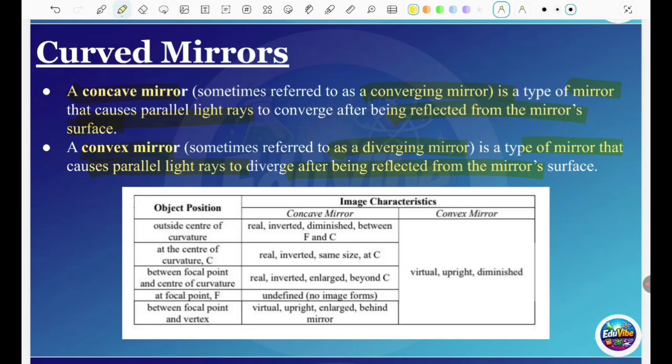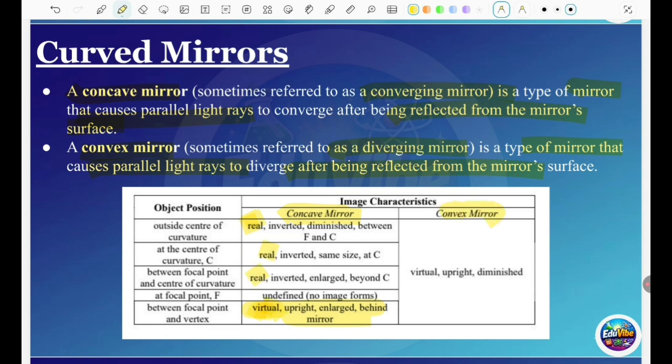The main thing is that in the concave mirror we have one special case which makes a virtual, upright, enlarged image. So the characteristics are virtual, upright and enlarged. This is a special case in the concave mirror only. Otherwise we always have a real image. In that case only we have a virtual image.